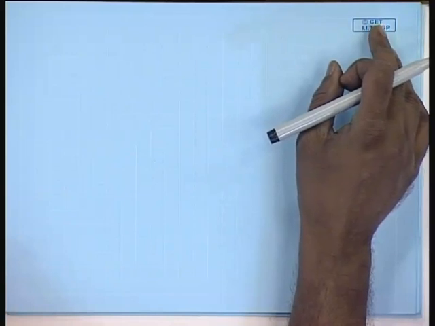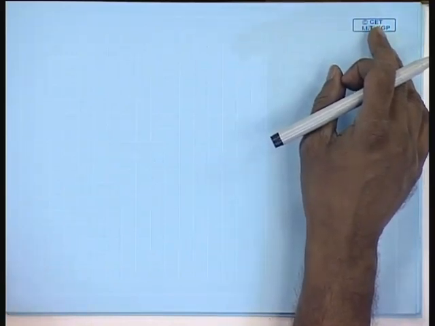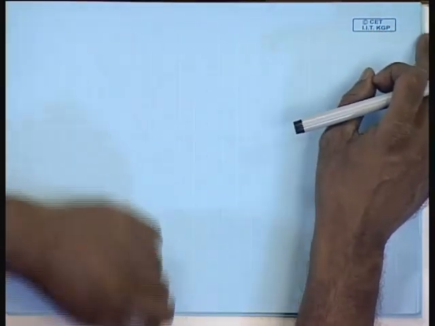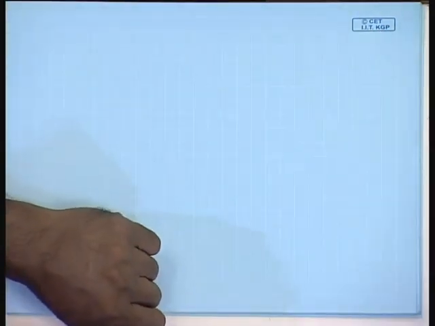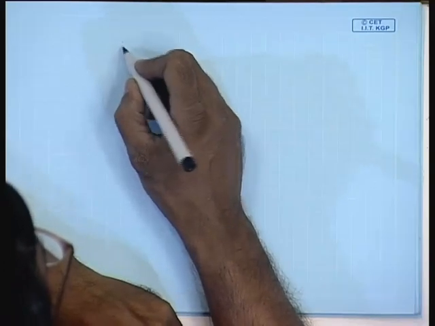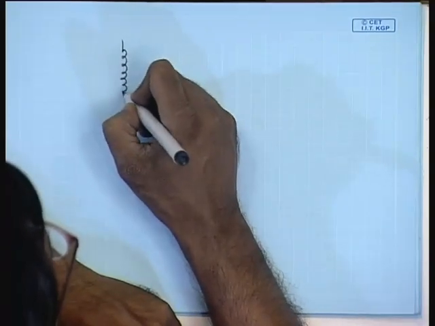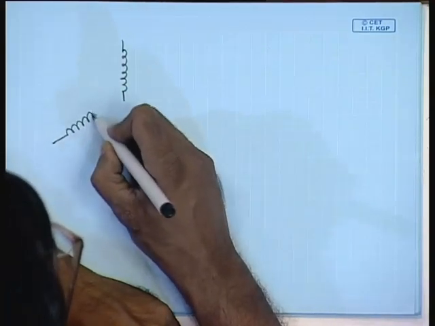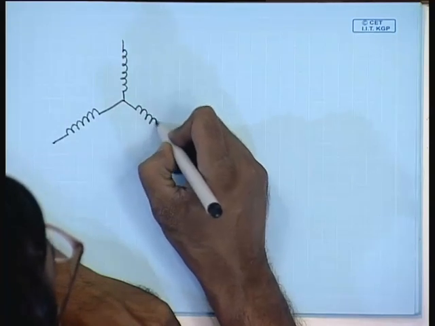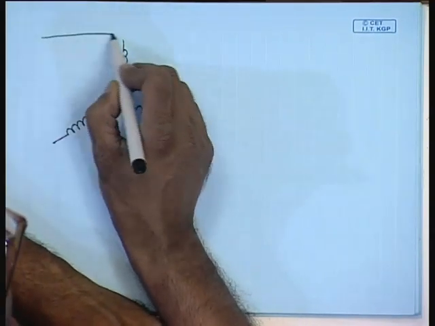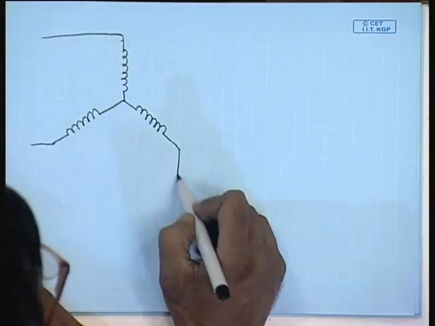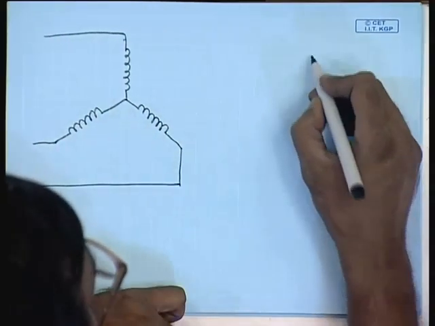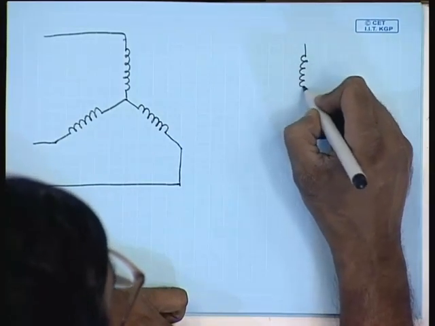However, in 3 phase 2 winding transformers, many of these connections are possible, and one such connection we have seen to be the star star connection, that is, the high voltage side star connected, the low voltage side is also star connected.